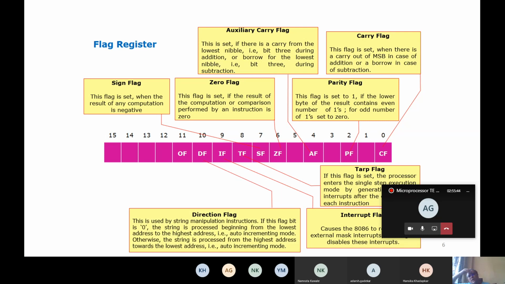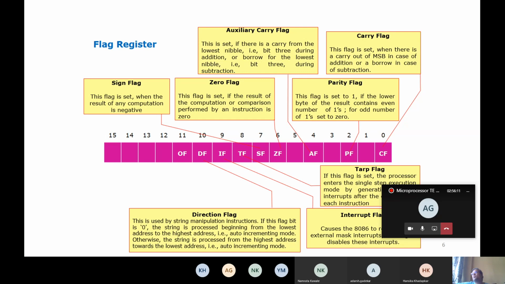Then we will go to the next flag, called the direction flag. The D flag stands for direction. This is related to string manipulation. You know, a string is a sequence of characters, and I can process the string either by moving from left to right, that is first character to last character, or I can process the string by moving from last to first, that means right to left.